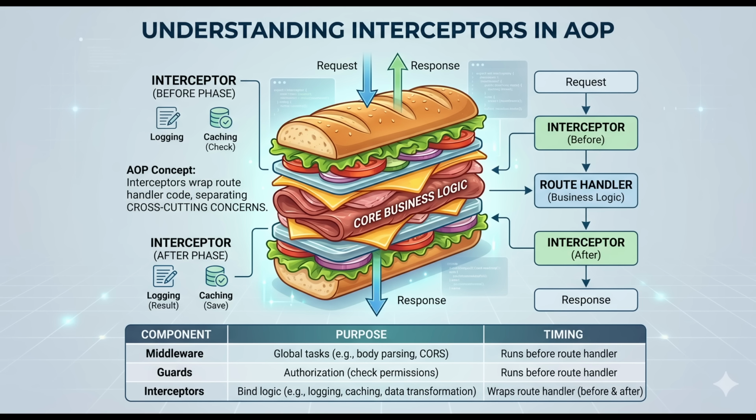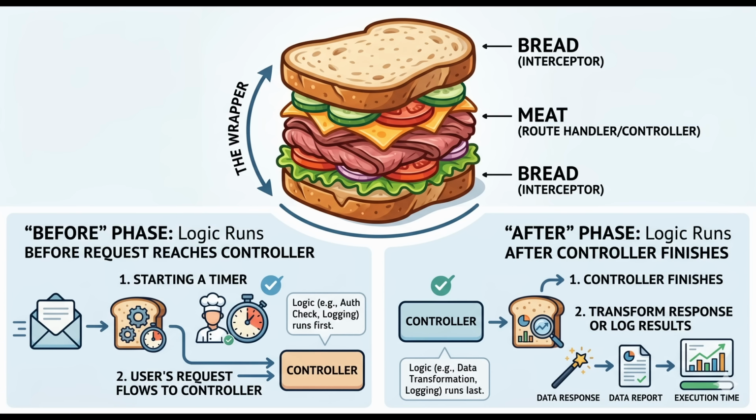Think of an interceptor as a slice of bread wrapping the meat, your route controller. The before phase is logic that runs before the request reaches your controller. The after phase is logic that runs after the controller finishes, allowing you to transform the response or log the final execution time.